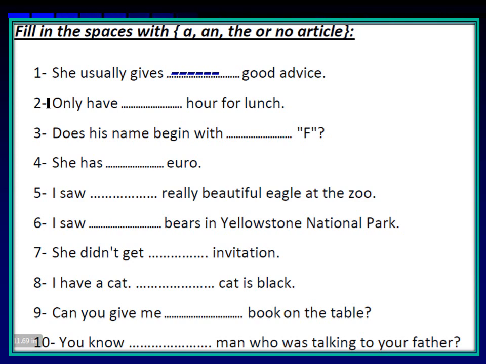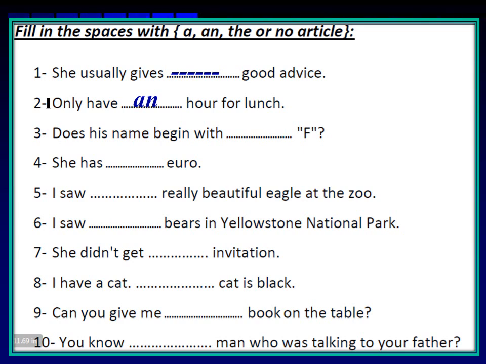2. I only have an hour for lunch. Why do I use an here? Because hour starts with a silent letter, which is H, followed by O, and this O is pronounced with a vowel sound. That's why we use an.